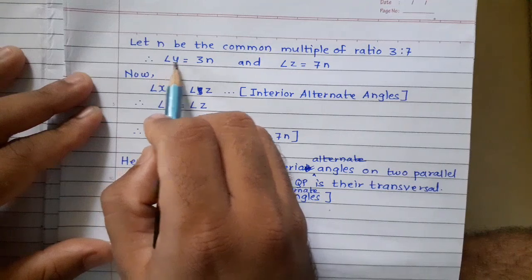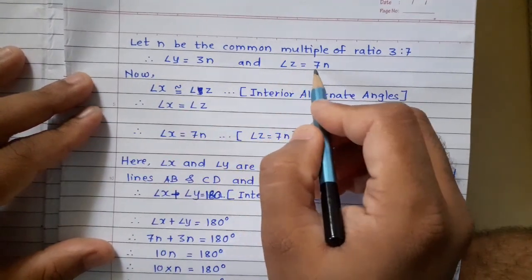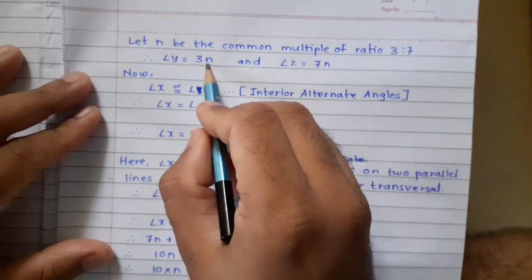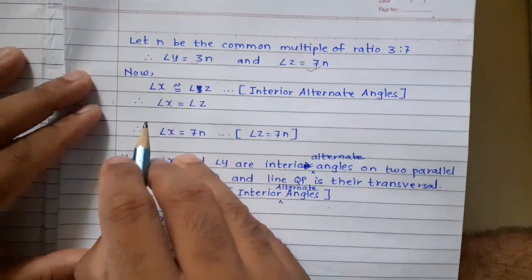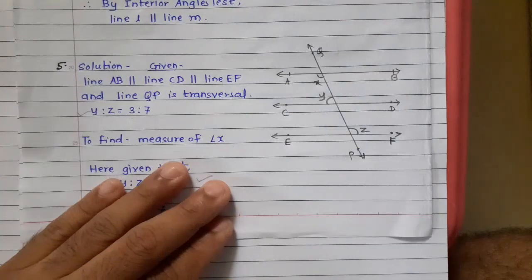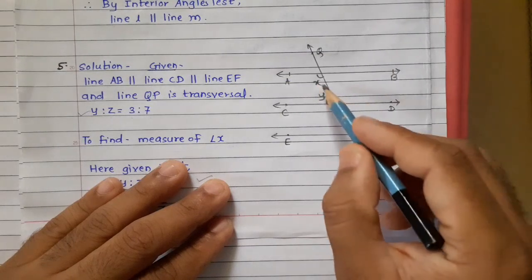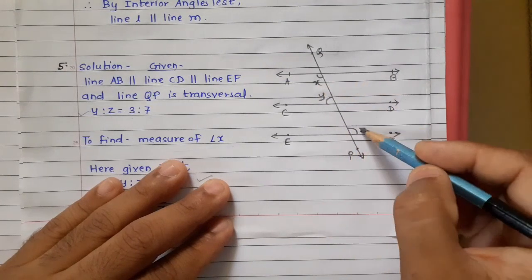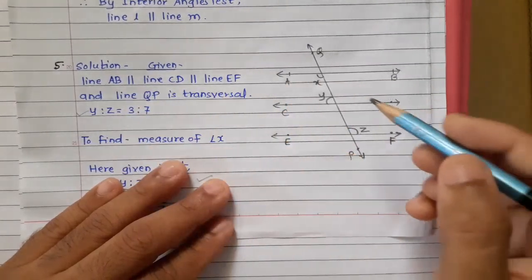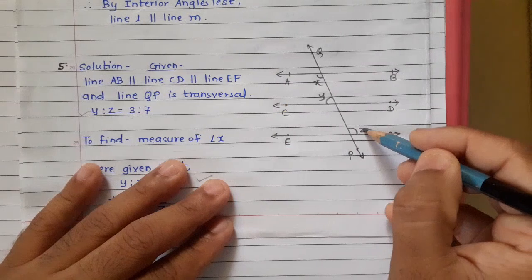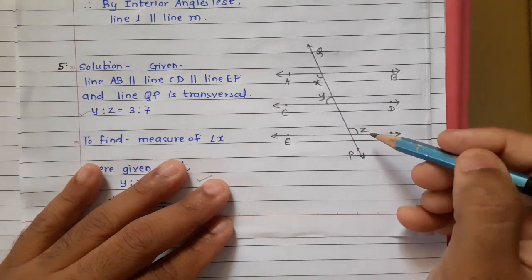Therefore angle Y is equal to 3 multiplied by n and angle Z is equal to 7 multiplied by n. n is a common multiple of 3 and 7. Now here angle X and angle Z are interior alternate angles. See, AB and EF are parallel to each other, and angle X and angle Z are interior alternate angles, and interior alternate angles are equal.